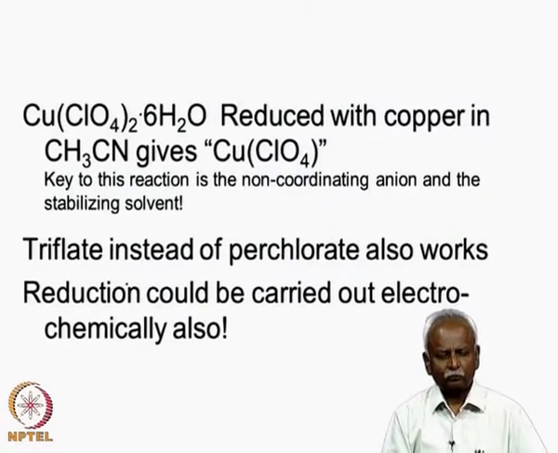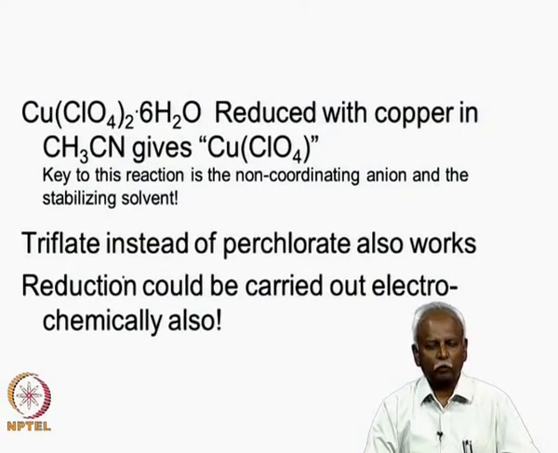A similar situation occurs with the copper complex. If you take a copper 2 plus ion, you can reduce it with copper metal in the presence of a solvent like acetonitrile, CH3CN. The key to this reaction is that you have a non-coordinating or weakly coordinating anion, the perchlorate anion, and also a stabilizing solvent. Copper 1 is stabilized in the presence of acetonitrile, because acetonitrile is a pi accepting ligand, and so it stabilizes the lower oxidation state of copper. In this case, it is copper 1.